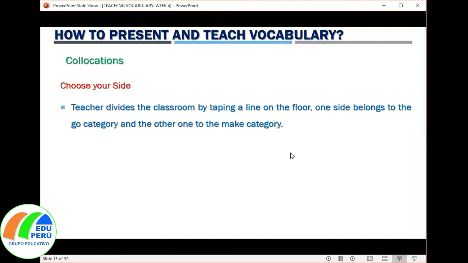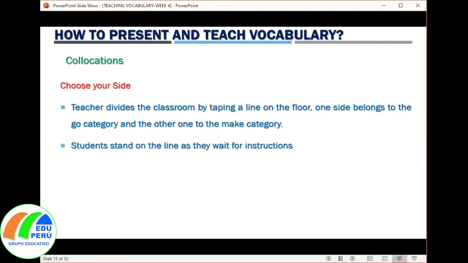The teacher divides the classroom by tapping a line on the floor. One side belongs to the go category and the other one to the make category. So here you have now the verb go and the verb make. And you tap a line on the floor, or maybe with a chalk or with a marker, you divide a class in 2 sides, no? One side for the go, one side for the make.